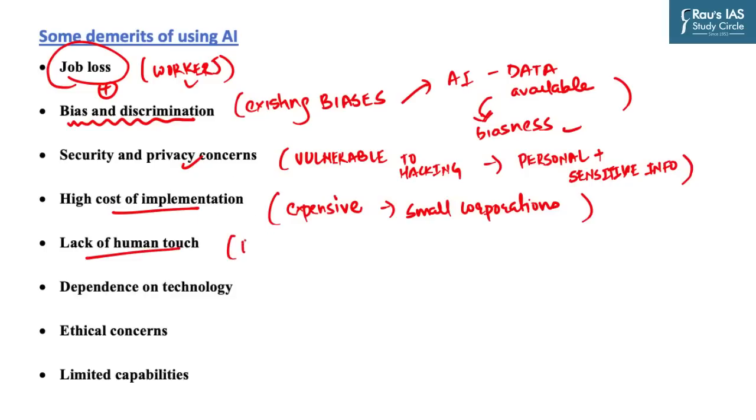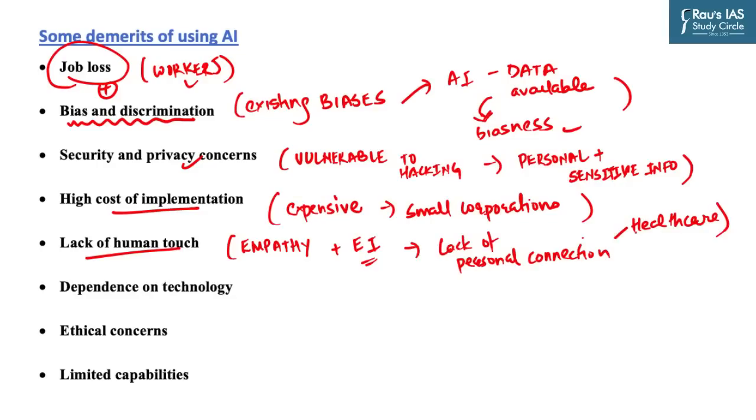Further, AI also lacks the human touch. AI lacks the human touch in the form of empathy and the presence of EI, that is emotional intelligence, which will ultimately result in a lack of personal connection, particularly in sensitive areas like healthcare and other customer service based industries. Over dependence on technology is also a demerit of AI, as it will lead to a lack of critical thinking and decreased ability to solve any problem.